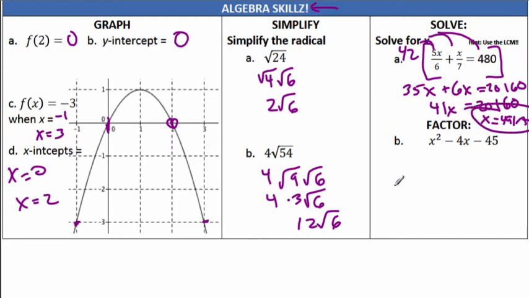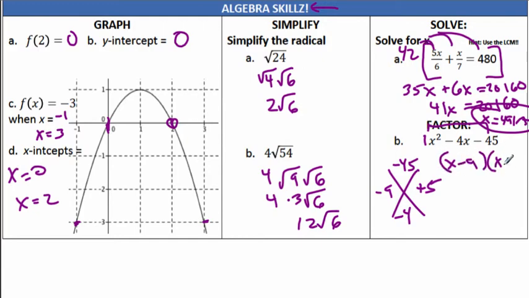All right, part B. It's A times C. There's a 1 there. So A times C goes in the top. You get -45, a -4 in the bottom. So you're talking about 9 and 5. -9, +5. So we're going to write the answer to this is x minus 9 times x plus 5. Those are the algebra skills for us. Is that it? That is it?